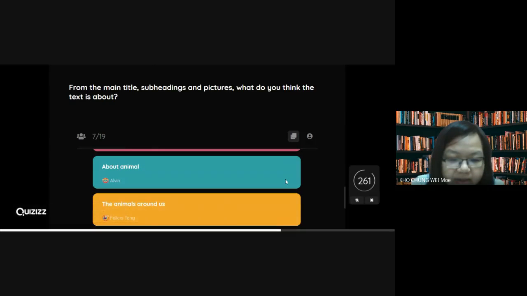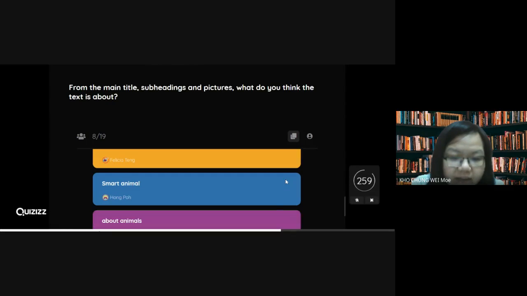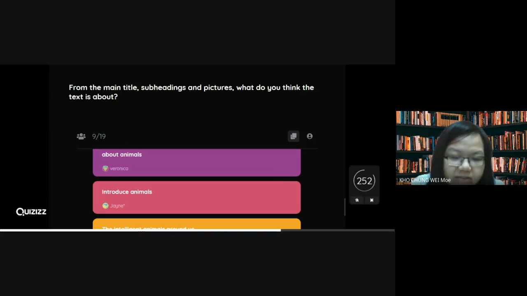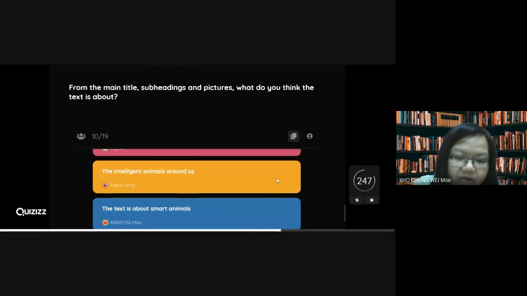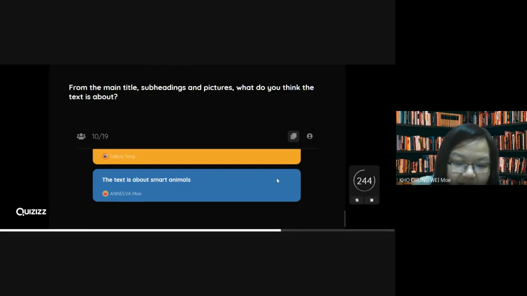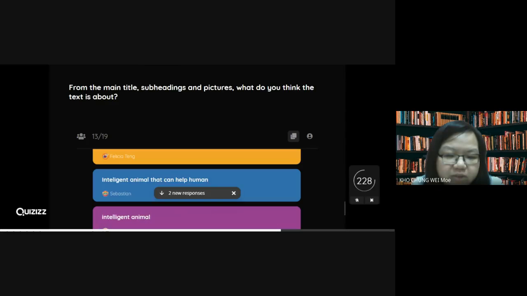Alright, it's about animals, about the animals around us. Smart animals. Alright, smart is a paraphrase of the word intelligent, although they could mean different things. Introduce animals. Okay, the text introduces the intelligent animals around us. Nice. The text is about smart animals. Like I said, sometimes people use the word smart as a synonym for intelligent, but they do not actually mean exactly the same thing. You can look it up in a dictionary later. What's the difference between smart, clever, and intelligent?